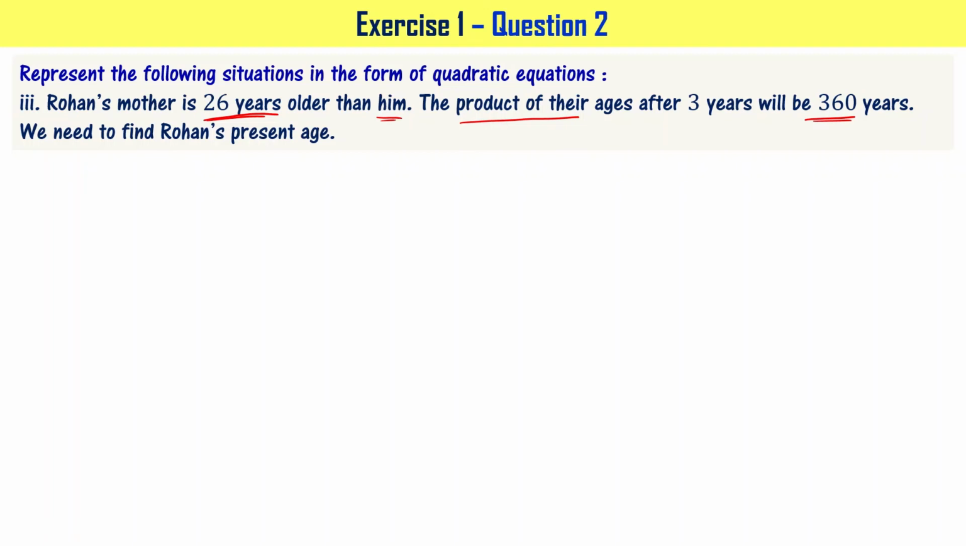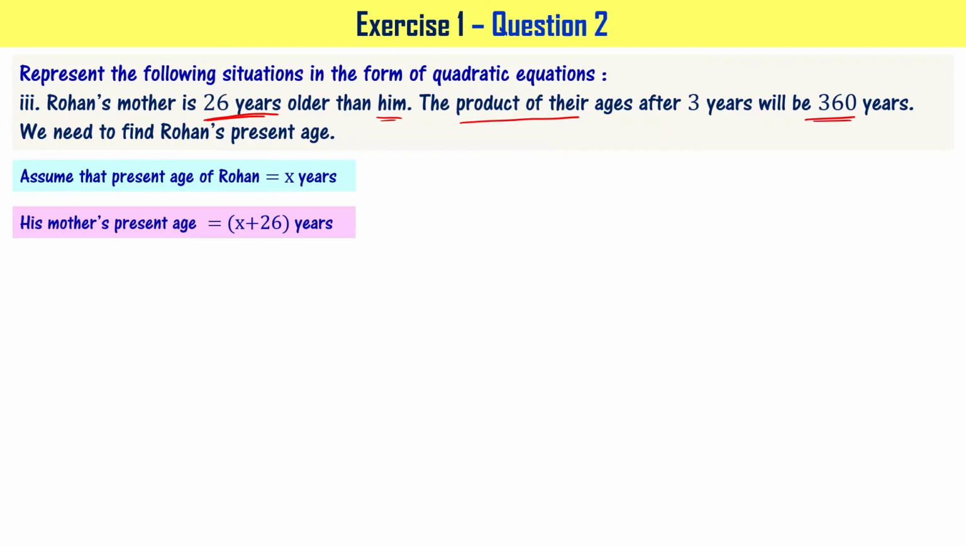For that, what I'm going to do is, if I assume Rohan's current age as x years, Rohan's mother's age is going to be x plus 26 years, right? Because Rohan's mother is 26 years older than him. Once I say that present age of Rohan's is x years, his mother is going to be x plus 26 years, right? But the second statement says that the product of their ages after 3 years will be 360. Meaning we have to find what is the age of Rohan after 3 years and what is the age of Rohan's mother after 3 years, right?